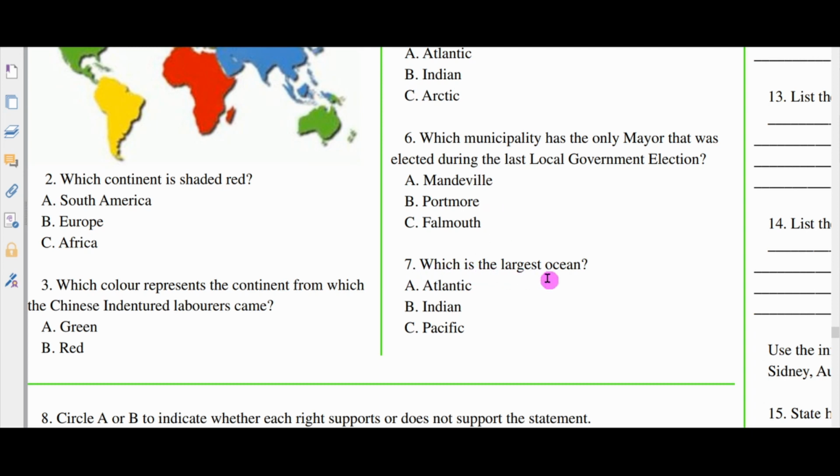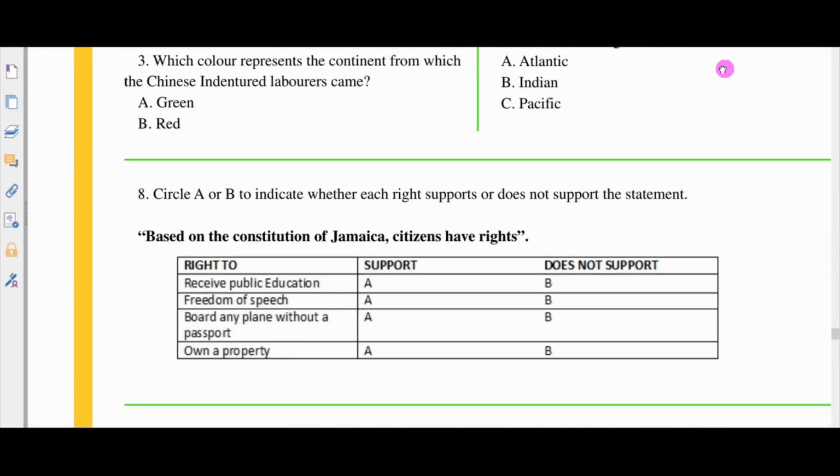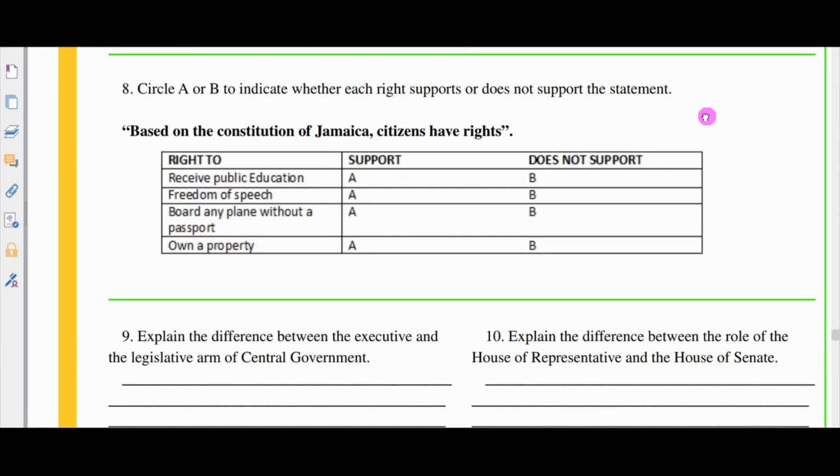Number 7, which is the largest ocean? And that would be the Pacific. Okay, not the Atlantic, not the Indian, but the Pacific Ocean. Let's go to 8.